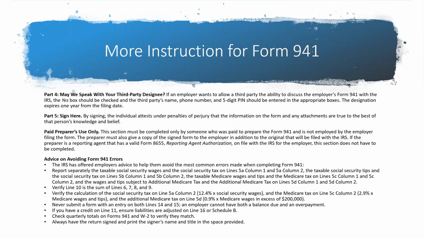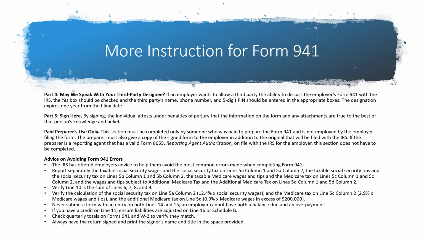So, more on the 941s. Part 4 asks if we can speak with your third-party designee, and if a client or your employer wants to allow that, then they can go ahead and check yes in that box, and they need to provide the third party's name, phone number, and 5-digit PIN.